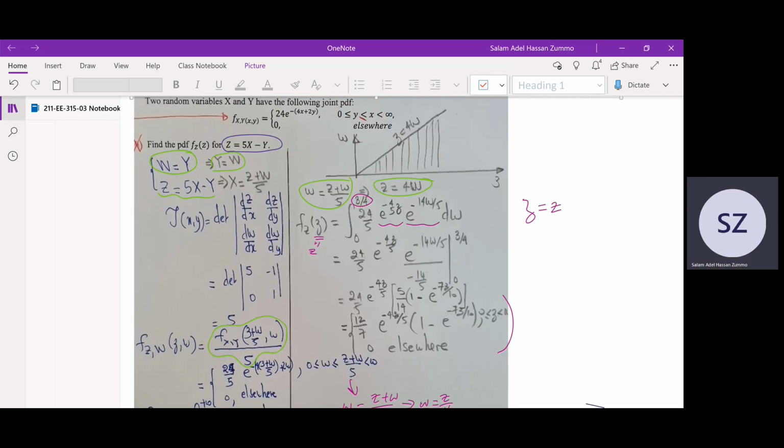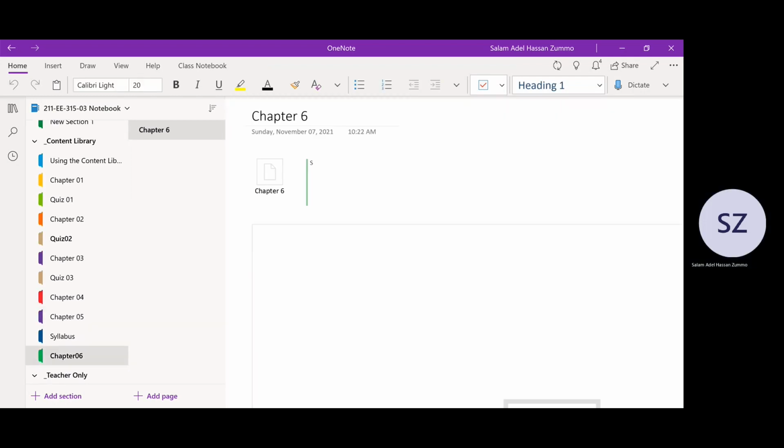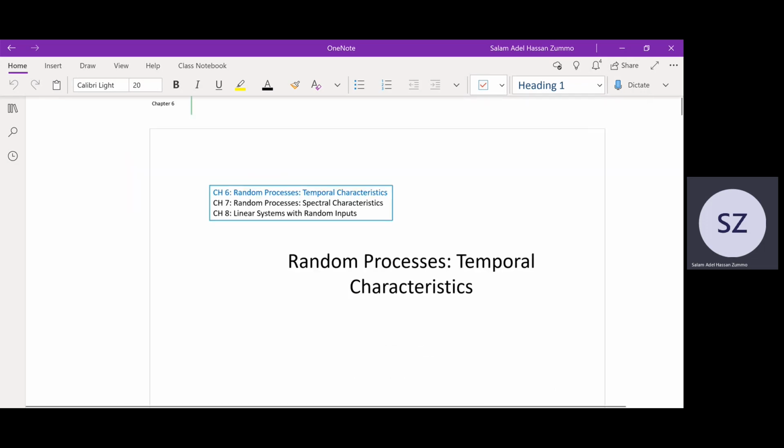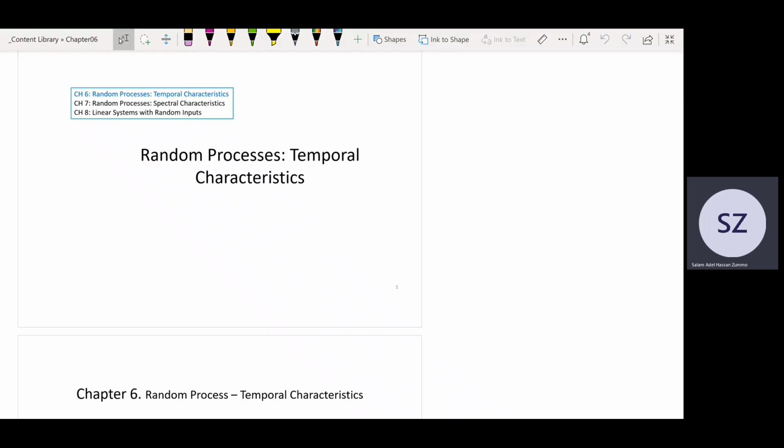So now we are done with all the discussion about random variables. Now we need to move to chapter 6. Chapter 6 is not about random variables, it's a generalization of the random variables, which is called random process. Generalization of a random variable is a random process. Now, let me start with an example.